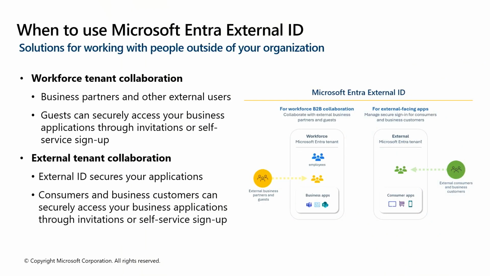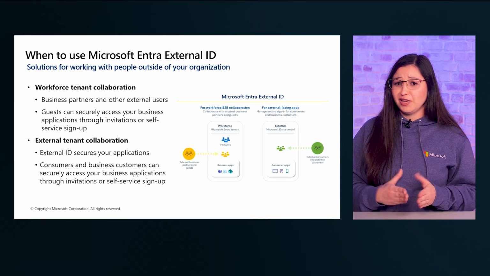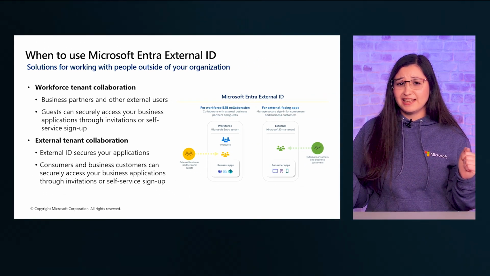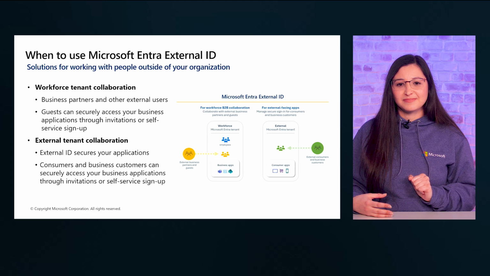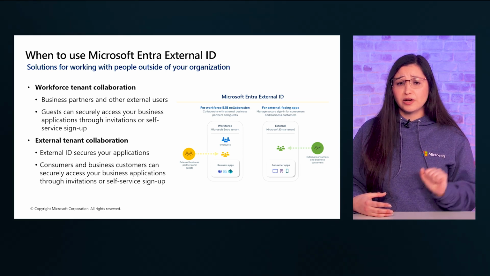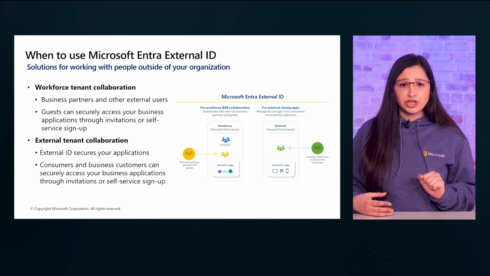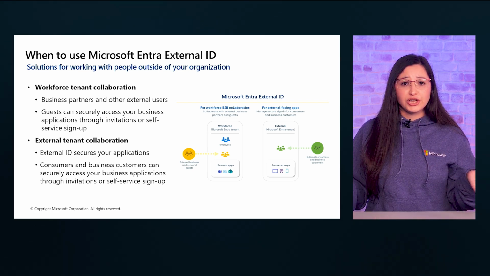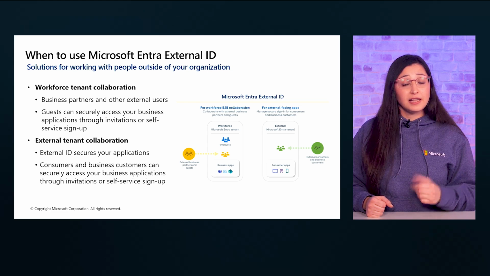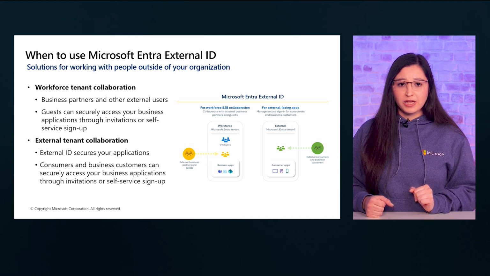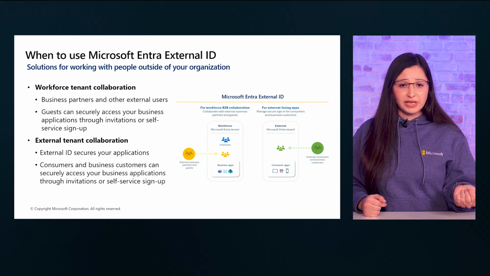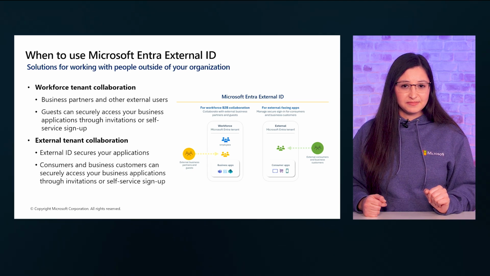With external ID capabilities, you can allow external identities to securely access your apps and resources. But mixing employees and customers in the same tenant is like mixing staff badges and visitor badges. It gets messy fast. That's why we have adopted two patterns. The workforce tenant collaboration for partners, guest collaboration inside your workforce tenant, like the B2B. And the external tenant collaboration, customers sign in and sign up to applications via external identities.